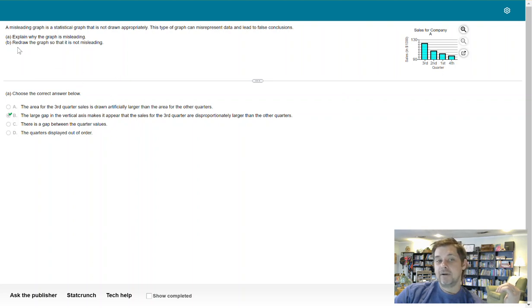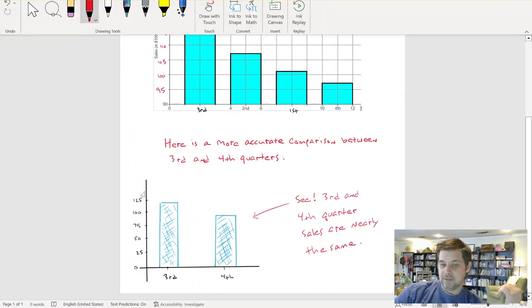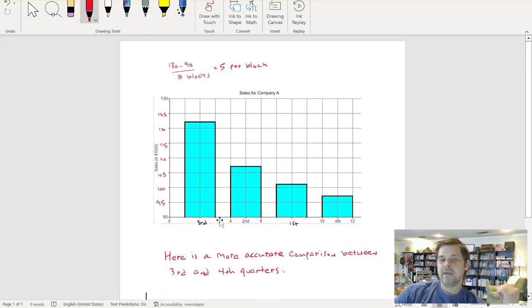Now, the second part: redraw the graph so that it's not misleading. Well, we talked about it. The more accurate way to do that would be to start at 0 and go up. We won't just look at the top part and compare that way. Anyway, that's how graphs can be misleading.